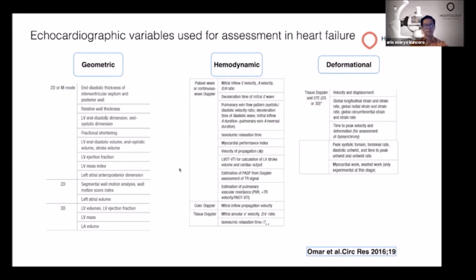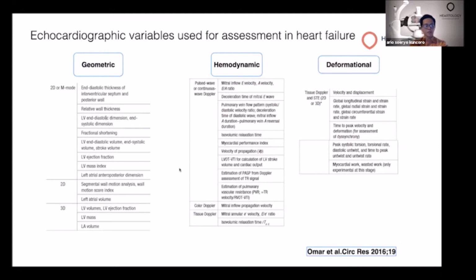So geometric mostly deals with the dimensions, calculation of left ventricle functions from conversion of 2D or 3D indices such as ejection fraction, which I already mentioned, and others will be LV mass or LV remodeling parameters. And hemodynamic will cover diastolic function, estimation of LV filling pressures or left atrial pressure.